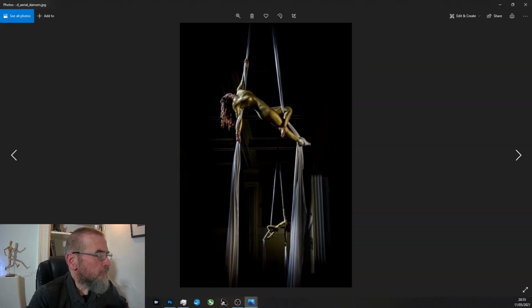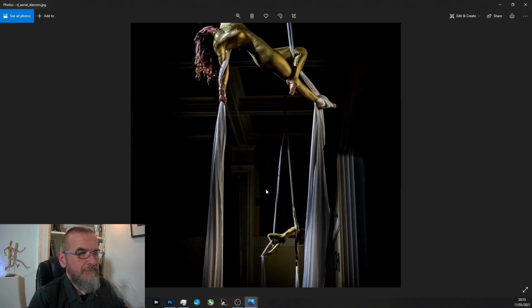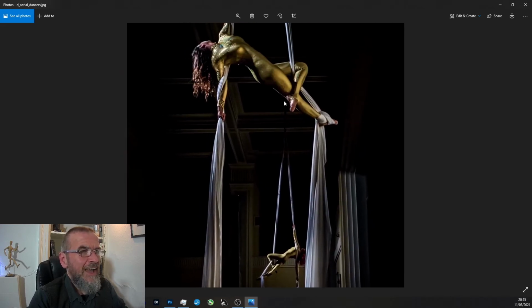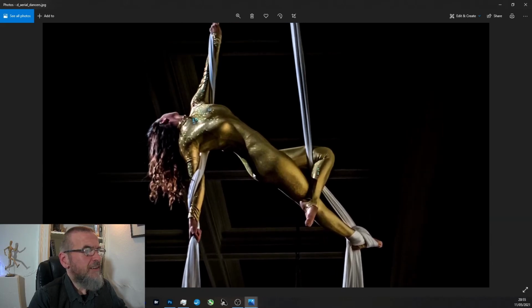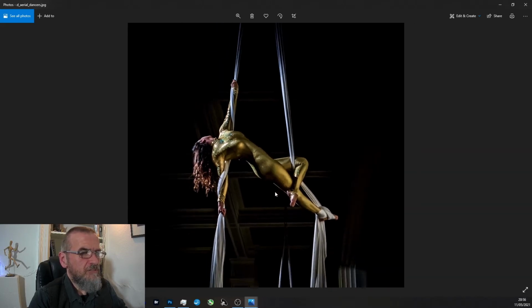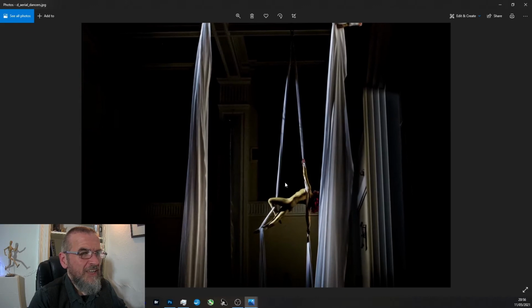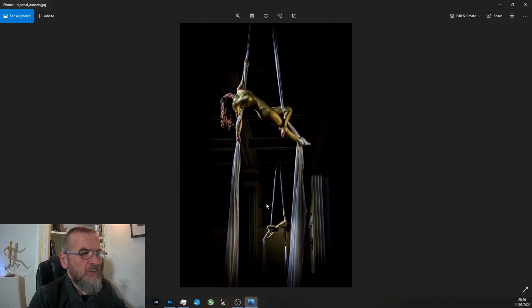Here's another one where what we're playing with is, here we've got two aerial acrobats, aerial dancers. We've got one here up on her ribbons, and then we've got one down here. Now this one is being framed by the silks that are coming down from the other one. Because they are both wearing the same outfit, and both hanging down, we know that they will be more or less the same size.